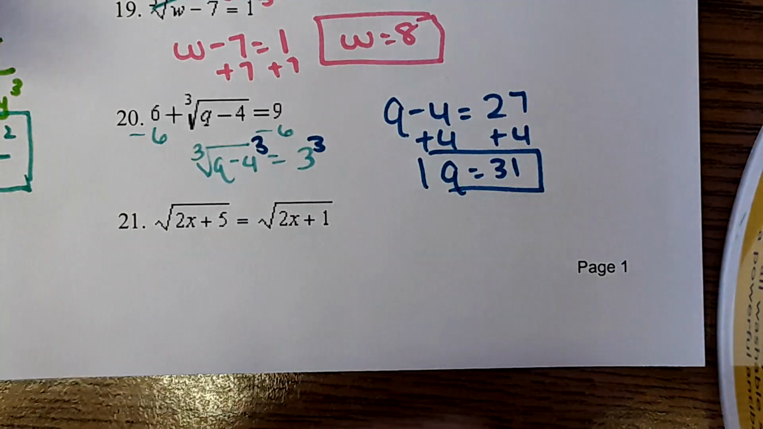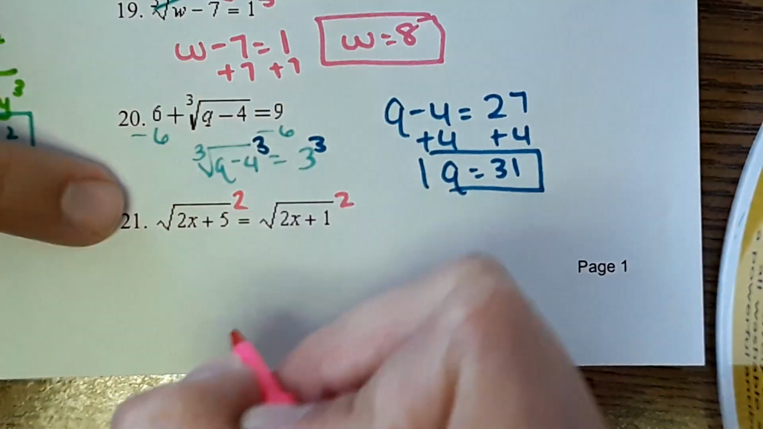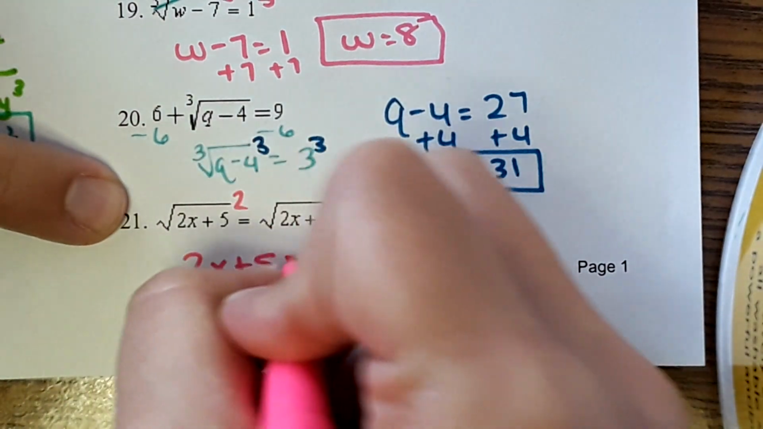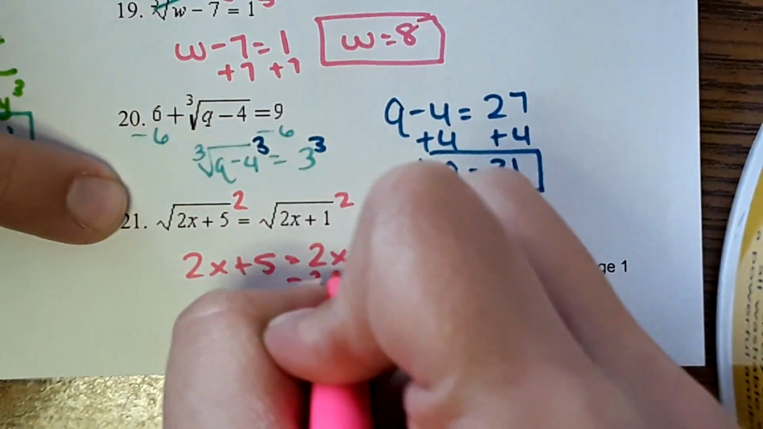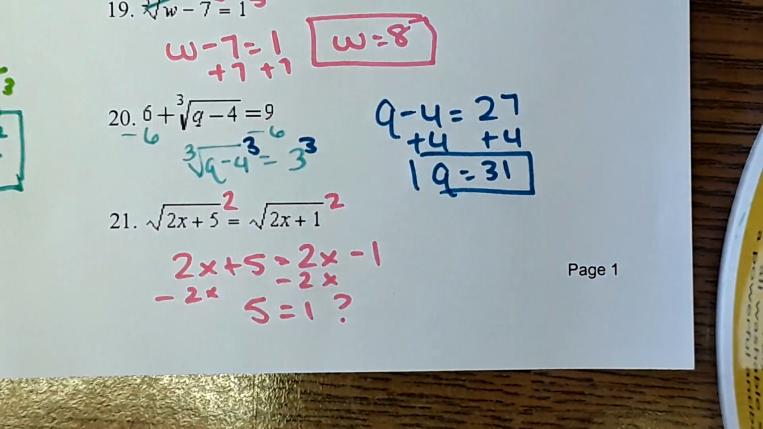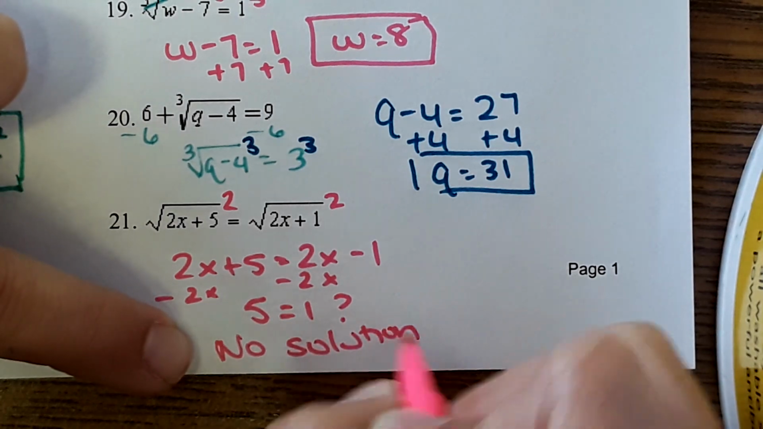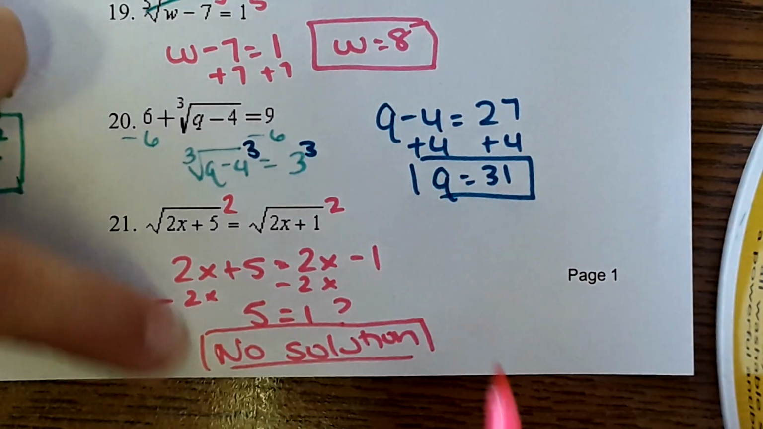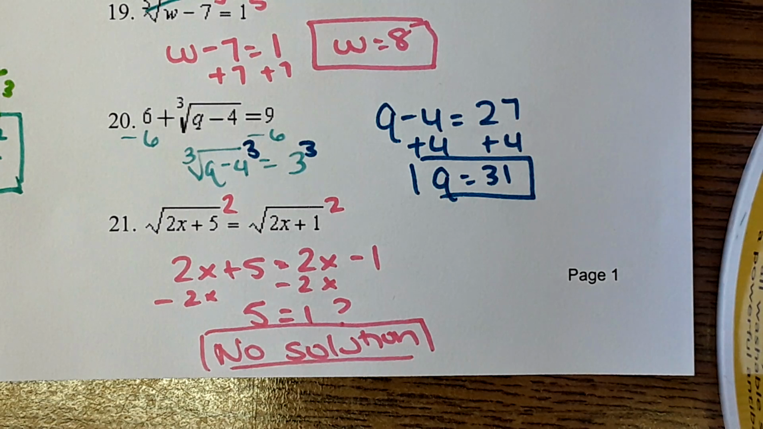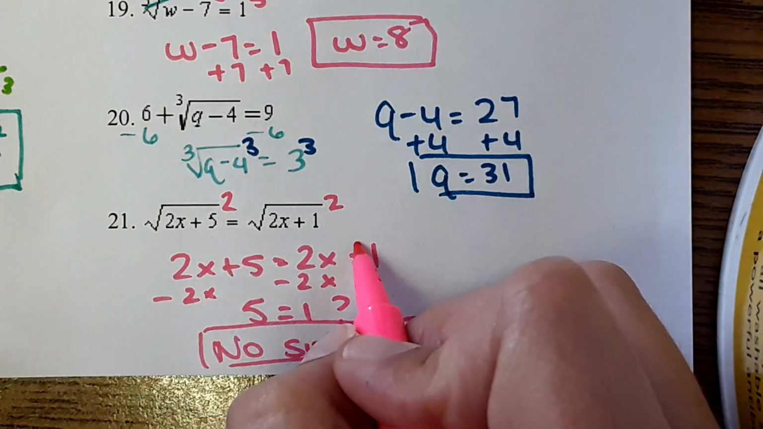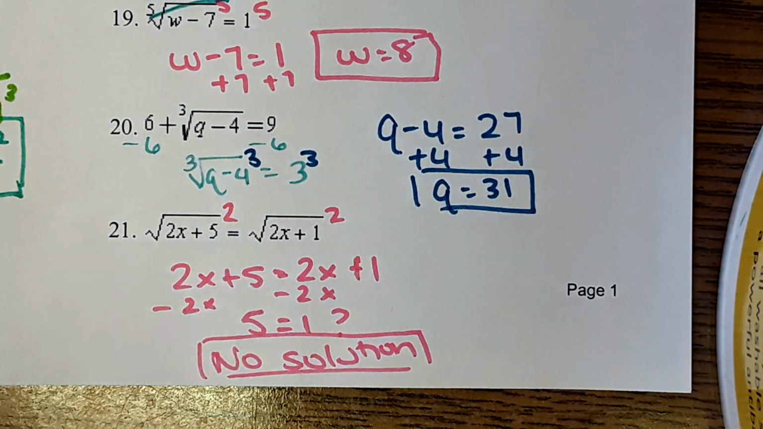Last but not least, number 21, square both sides to get rid of the radicals. You get 2x plus 5 equals 2x minus 1. Subtract 2x, and you get 5 equals 1. Say what? When that happens, that means there's no solution. Might be, but yeah, it is. Okay, and that's it.